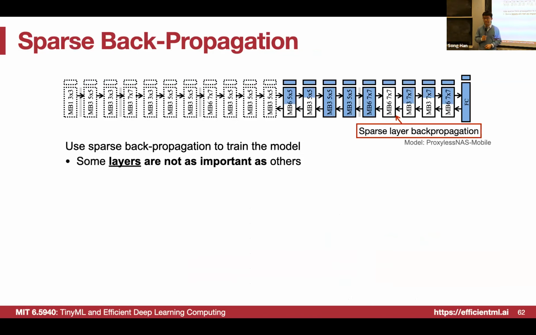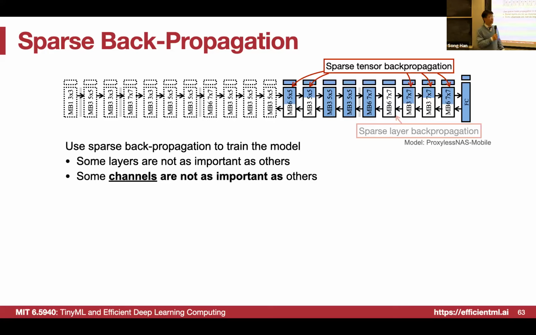Very low hanging fruit. The general approach is to select those layers that are not contributing much to the backpropagation, to the learning process. For example, sparse layer backpropagation says that some layers are not as important as others. For example, this layer may not be as important, so we don't need to update the weights. And some channels within the layer may not be as important, so we can prune away those channels within a layer.